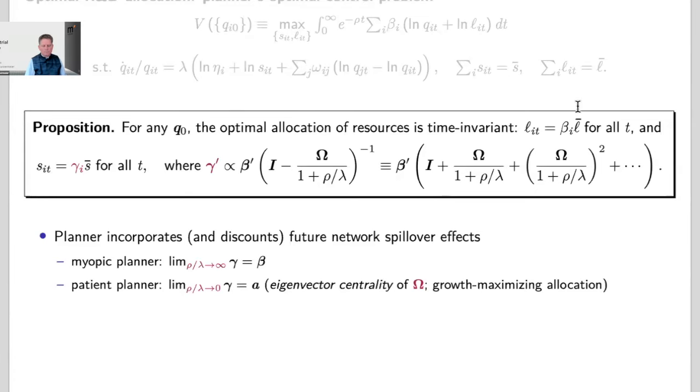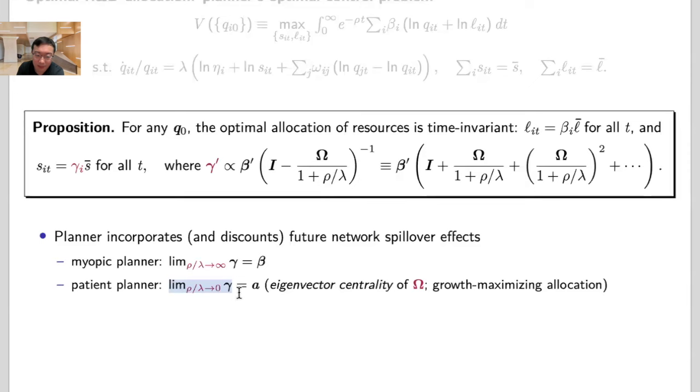So you can see that if the society is very impatient, if the discount rate goes to infinity, all of these network effects go to 0. So for a myopic planner, the optimal R&D allocation coincides with the consumer preferences. We should all do research in what we produce. We should all do research in improving textiles. If instead the society is infinitely patient, the network terms become more and more important, and the original beta term becomes less and less important.